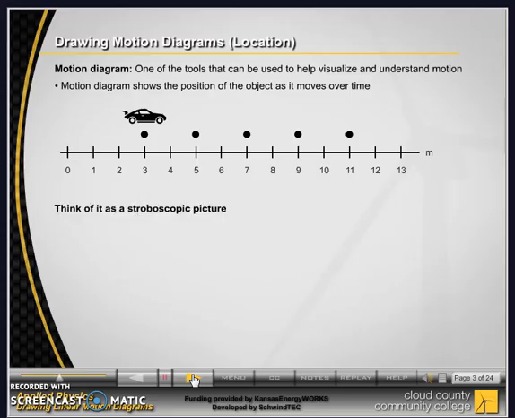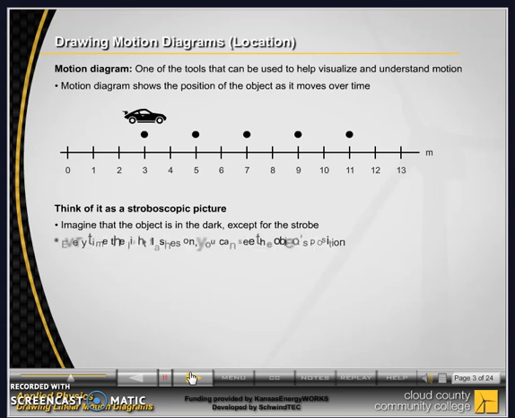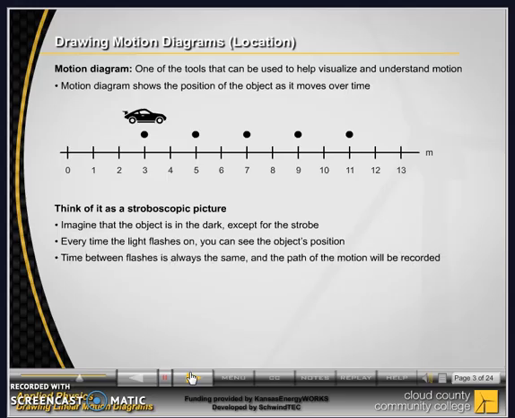A stroboscope is a light source that flashes on and off periodically. Imagine that the object is in the dark except for the strobe. Every time the light flashes on, you can see the object's position. The time between flashes is always the same, and the path of the motion will be recorded.